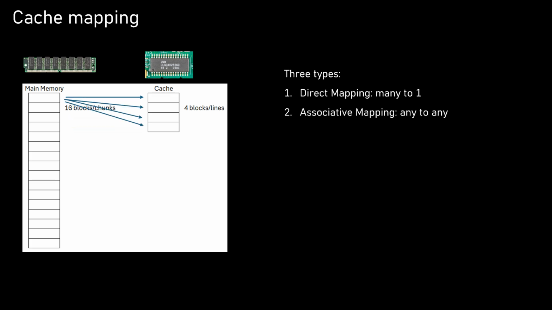Associative mapping is a more flexible technique, allowing any block of memory to be stored in any cache line. The memory address is divided into two parts here: the tag and the block offset. The tag is used to search the entire cache to find the corresponding block. Set associative mapping is a compromise between direct and associative mapping.